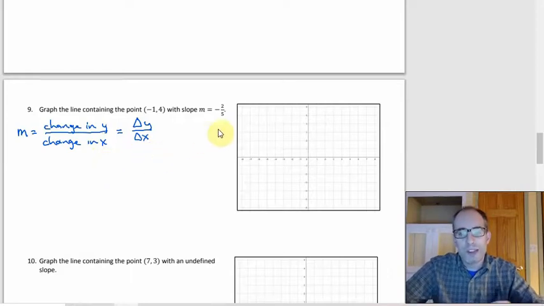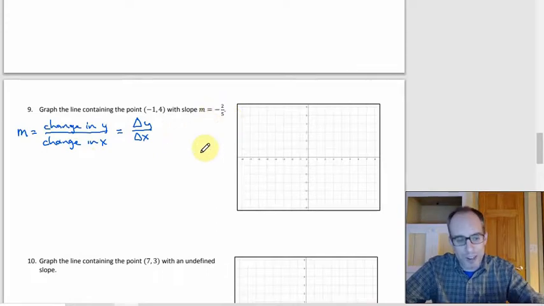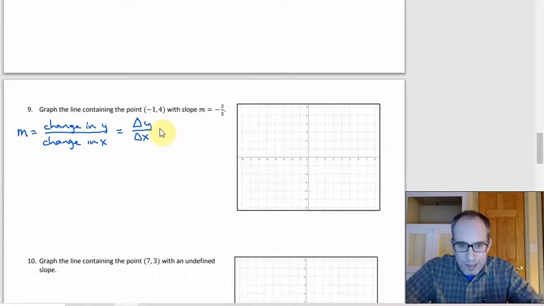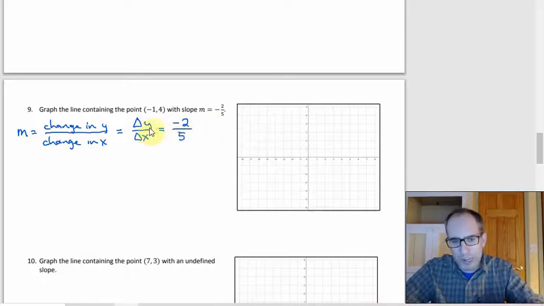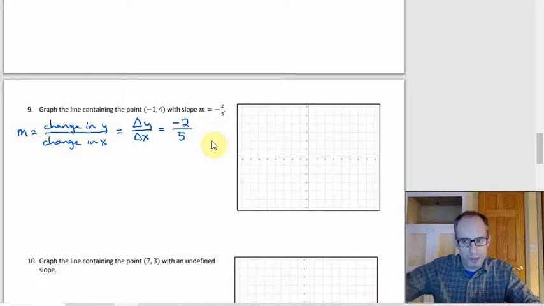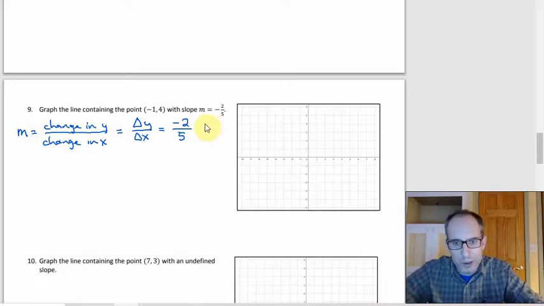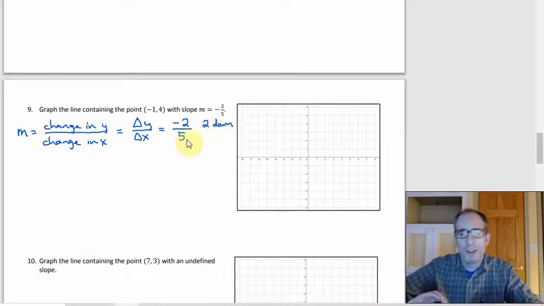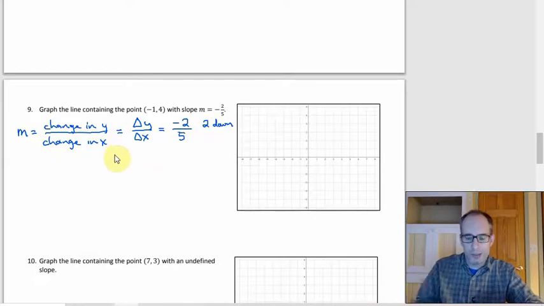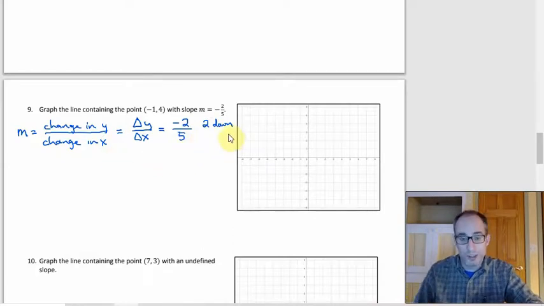But the slope is negative 2/5. So what we're going to have to do to get this to work right is put that negative sign either with the top or the bottom. I think it's easier just to put it with the top here, and so I'm going to say it's negative 2 over 5. So a change in y of negative 2. The y direction, that's up and down, right? Y is vertical. So negative 2, that's 2 down, and then a change in x of 5, that's positive, and the x, that's the horizontal axis, so the positive direction is to the right.